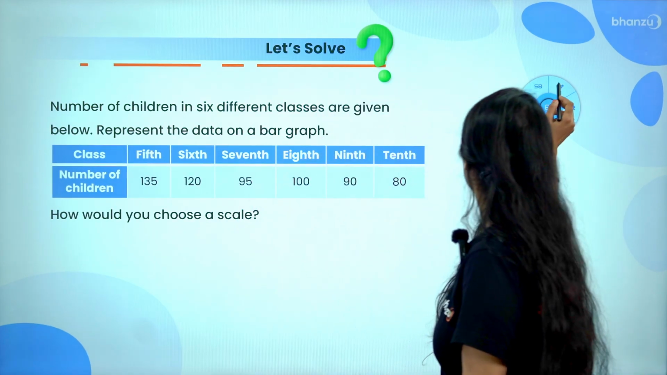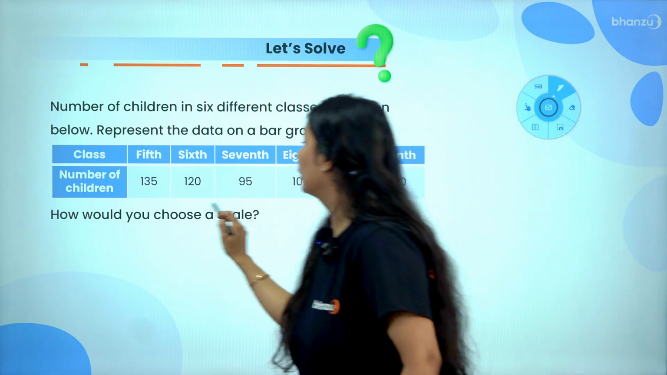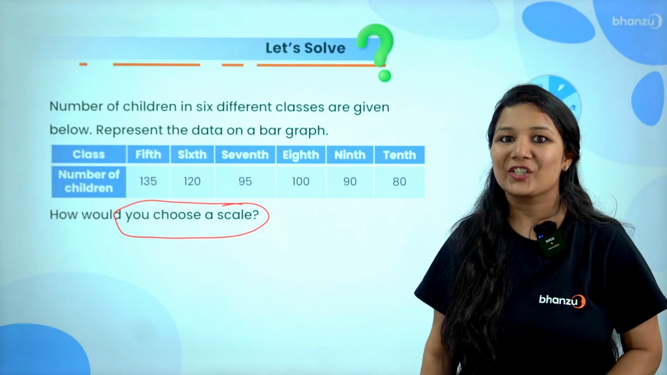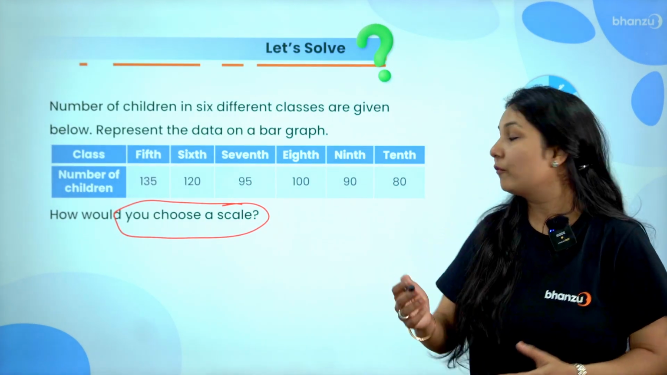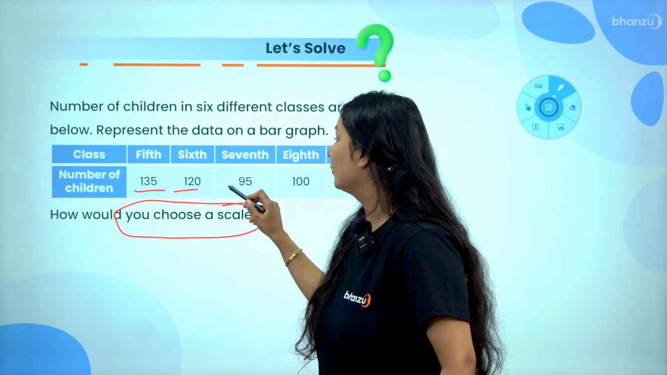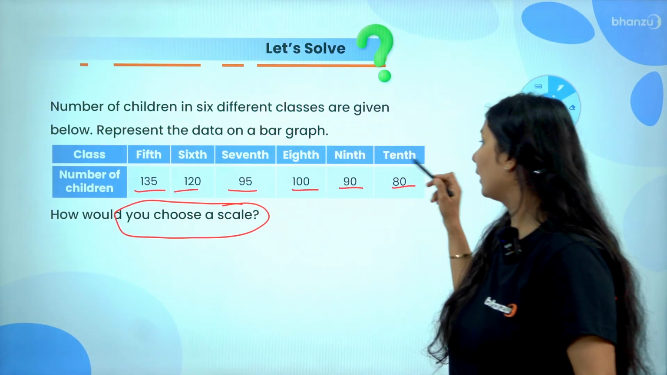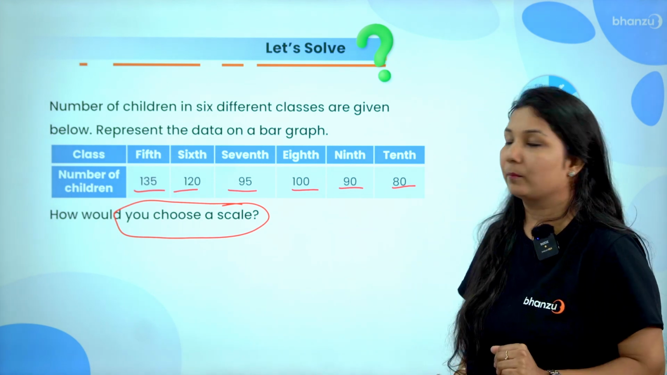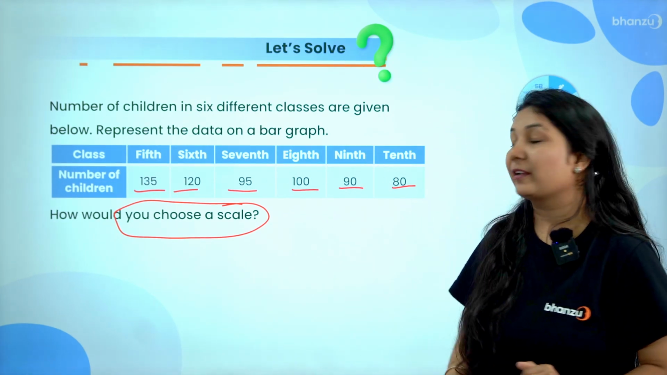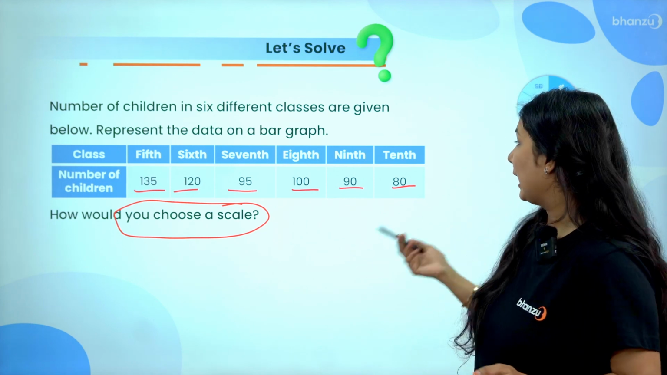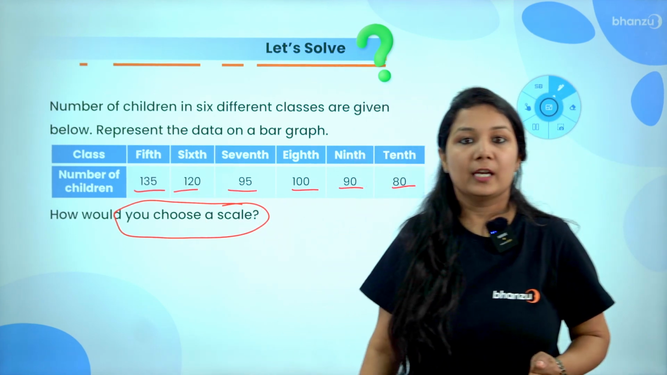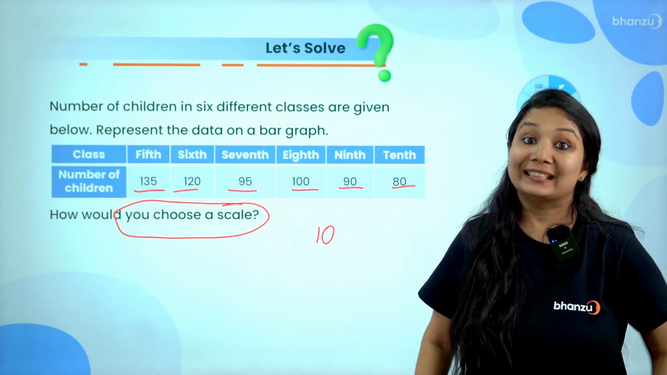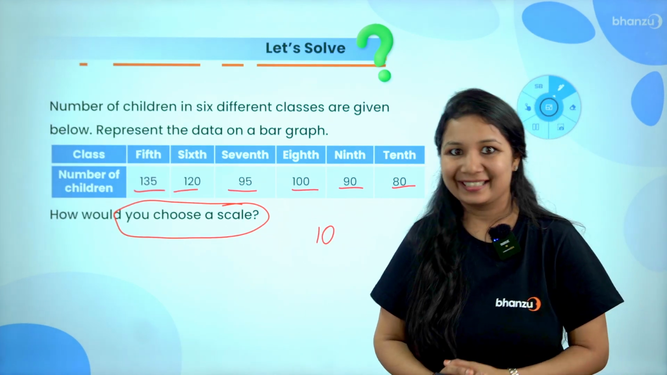What scale would you choose? That's the important question. What is a scale? We have learnt in the previous session, remember? Scale is that number which we can have a common factor of all these. And we should take it according to the numbers. So here if I see all of them are divisible by 5 and 10. And the highest number is 135. So don't you think we should take a gap of 10 units over here? That would be easy for us to make, right?